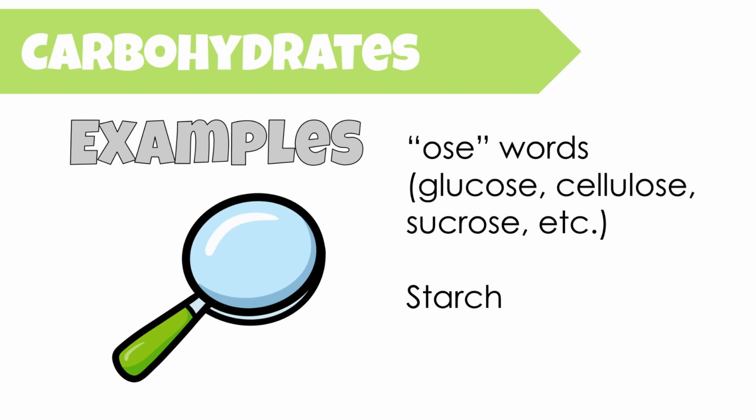In terms of examples, in biology, when we see words ending with the letters OSE, you know that you're most likely dealing with a carbohydrate. So for example, glucose, cellulose, sucrose, these are all words that end in OSE and are carbohydrates. And these things also happen to be sugars. So carbs are your sugars, as well as starches, which are more complex sugars. There's just more atoms bonding together so that they're not just those simple little sugar rings that we saw in that last slide.